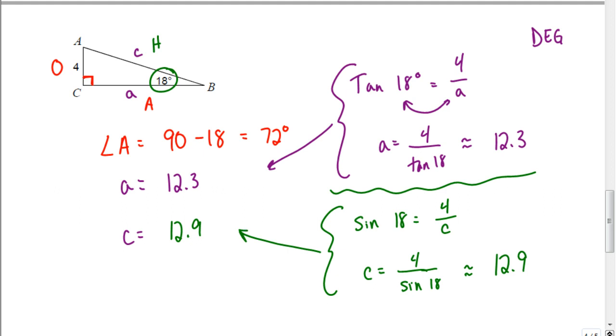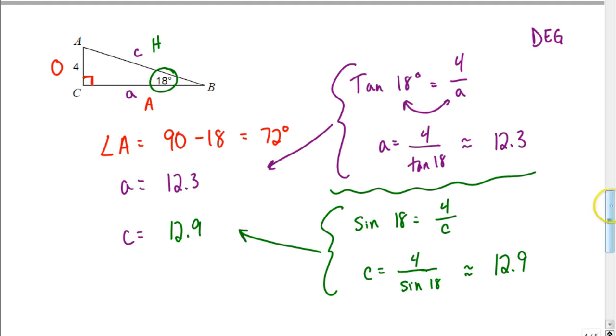Now here's a little note. It's important to remember that the hypotenuse should be the longest side. So when you're checking your answers, if your hypotenuse ends up being smaller than either of the other two sides, you did something wrong, because the hypotenuse should always be the longest side.